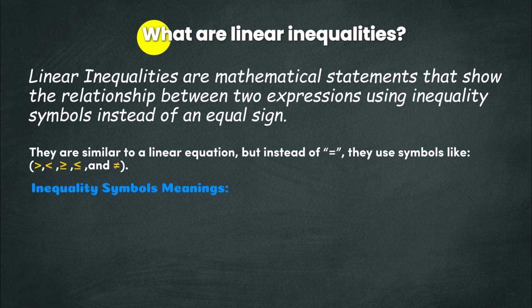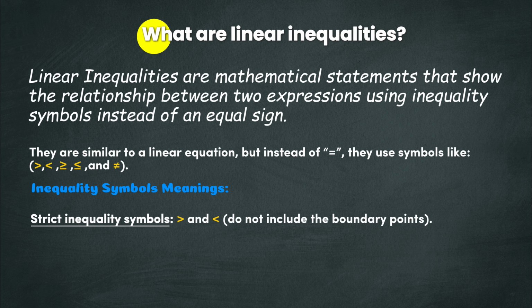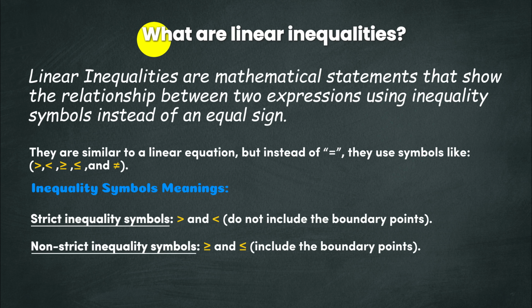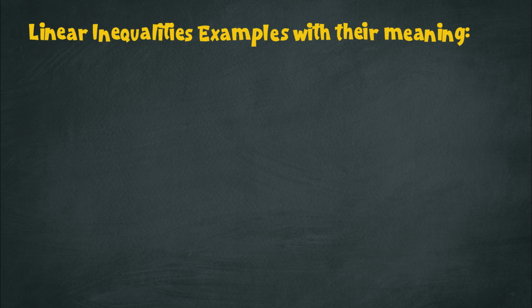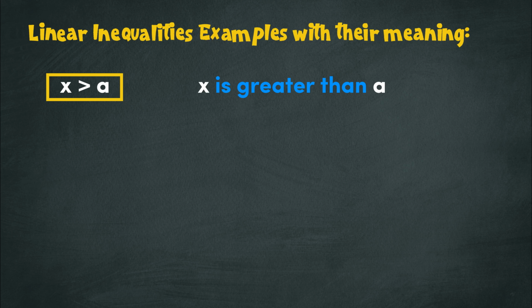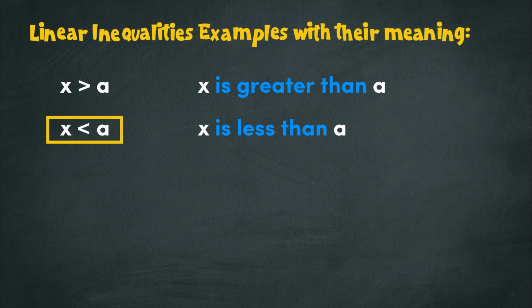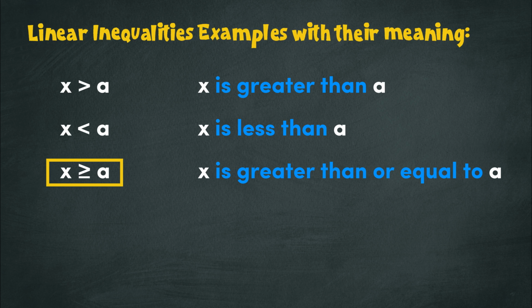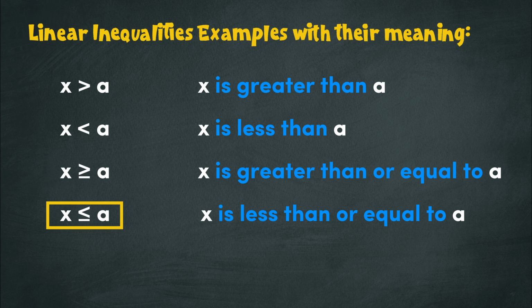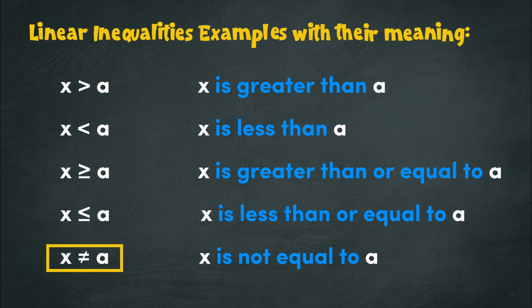Inequality symbols. Some of these are called strict inequalities, which means the boundary point is not included. Others are non-strict inequalities, which do include the boundary point. Examples: x > a means x can be any value above a, but not a itself. x < a means x is below a. x ≥ a means x can be a or anything larger. x ≤ a means x can be a or anything smaller. x ≠ a simply means x can be any value except a.